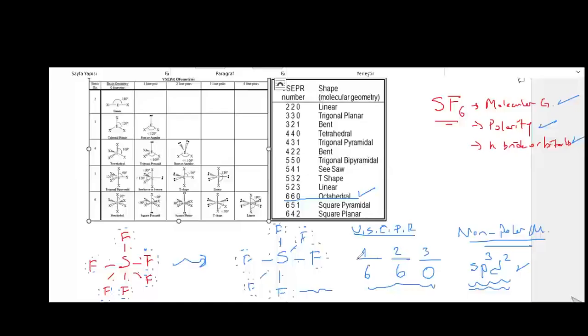Yes, molecular geometry is ready. As you see, it is octahedral. If you look at the polarity, it is nonpolar. And the hybrid orbital type of that molecule is sp3d2.